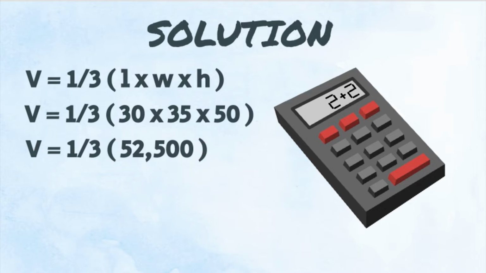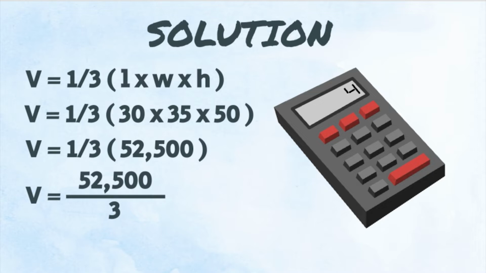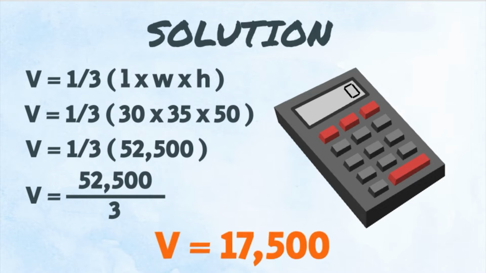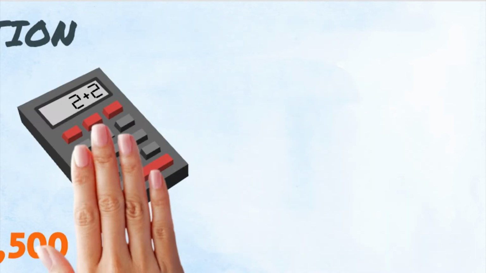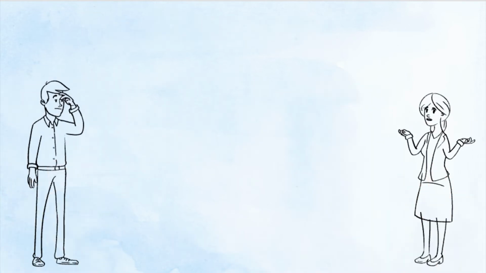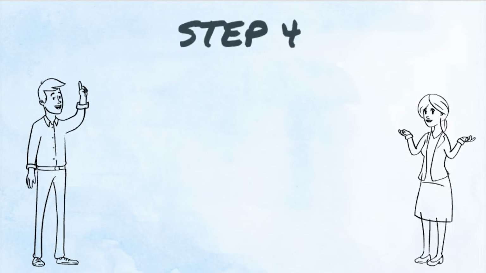Then we multiply 52,500 by 1. The answer is 52,500 over 3. 52,500 divided by 3 is equals to 17,500. Now that we are finished acting on the problem, let's move on to step 4.